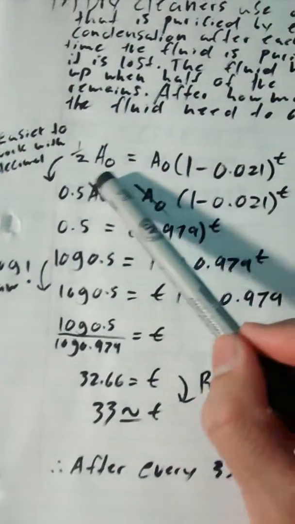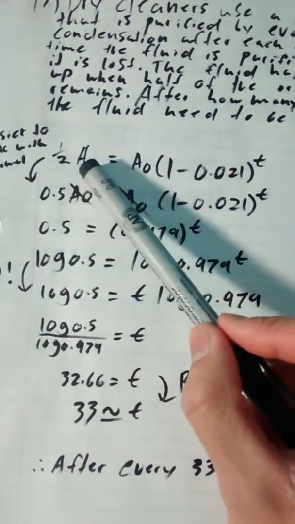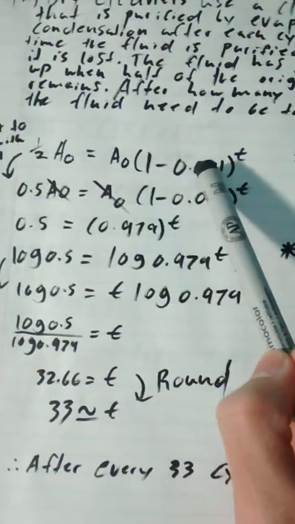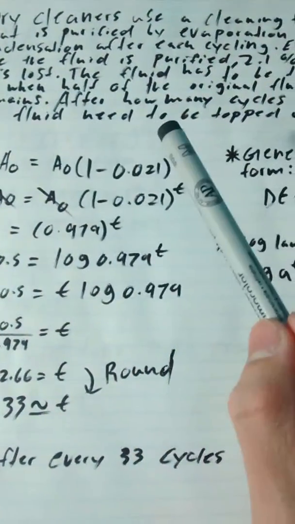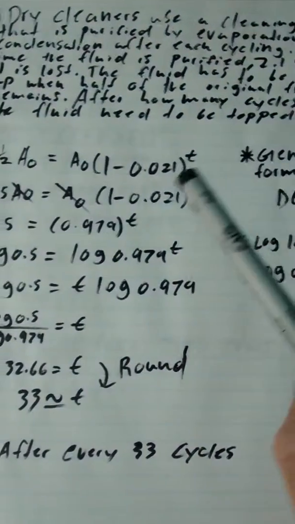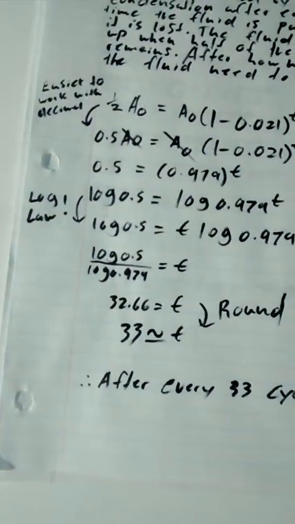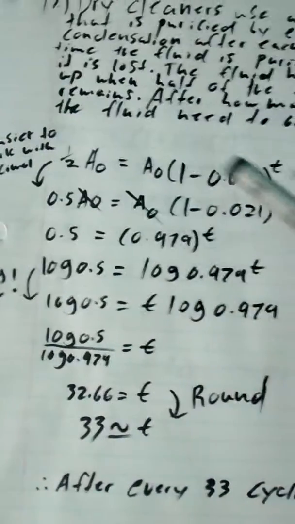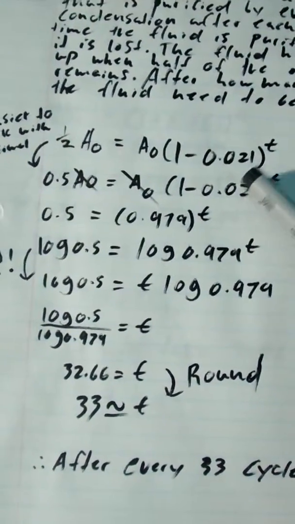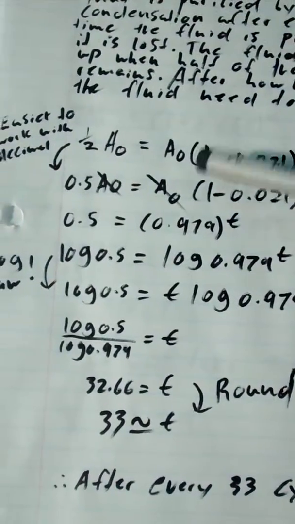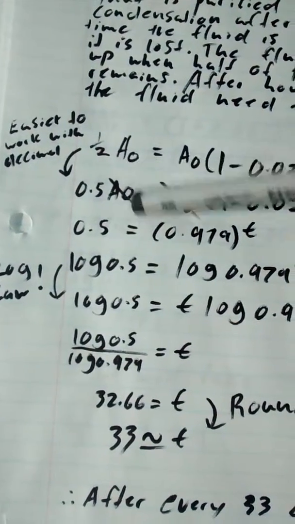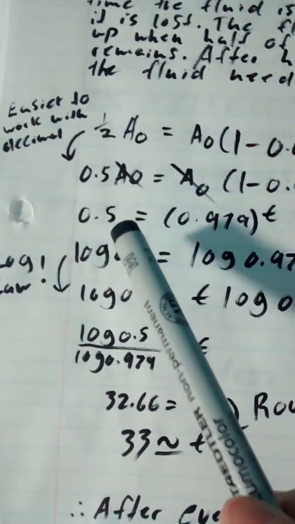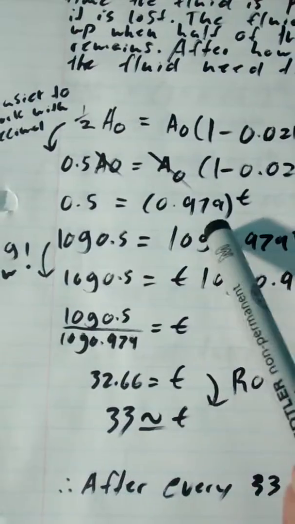So here we have half, 1/2 of the initial amount, and then we have the general form, which I just plugged in the numbers: 100% minus 2.1% every time it cycles. Now I converted the fraction, half, to 0.5 because we were dealing with decimals. All I did was cancel out the initial amount because it's on both sides, and we can do that. Then we're left with just the decimals and the numbers.